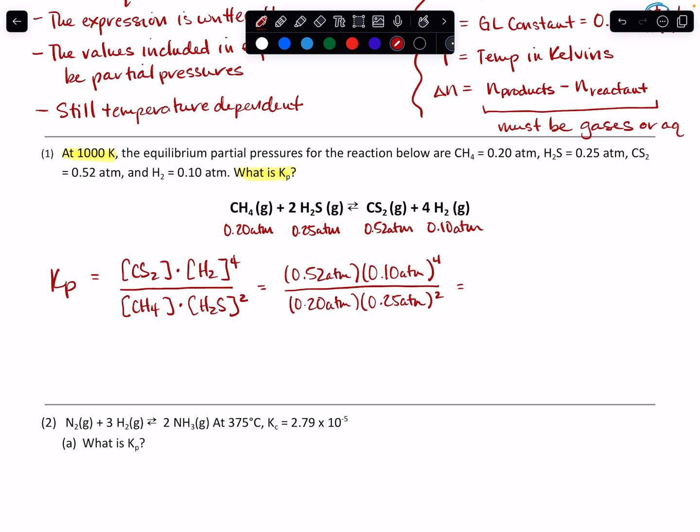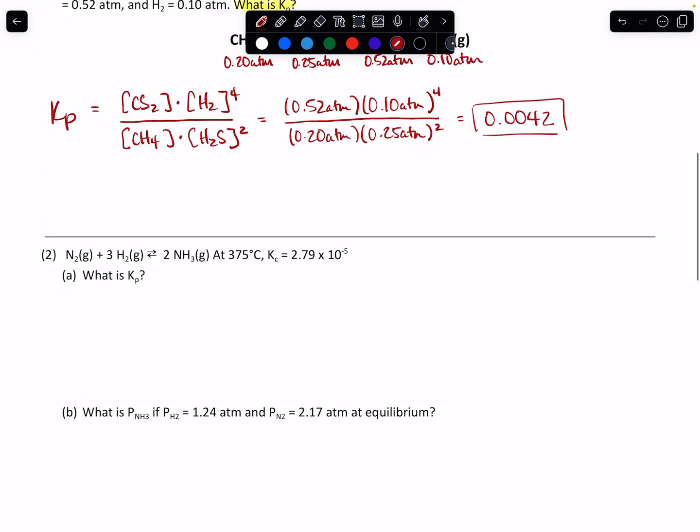All right, so we put all of that into our calculator, and we find that the Kp value is 0.0042. What that tells me is for this particular reaction at equilibrium, we have more reactants present than products because our Kp value is less than 1. Okay, so that's just writing the expression and then plugging in to solve for the value.